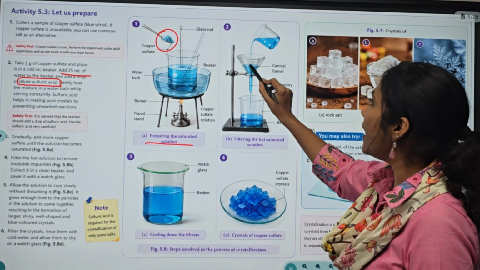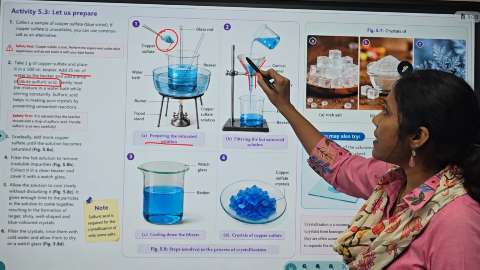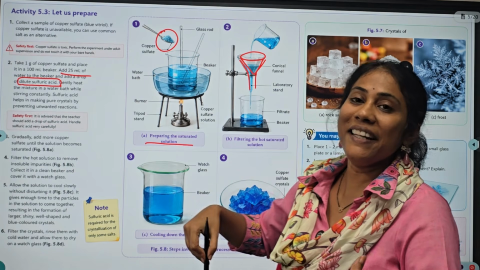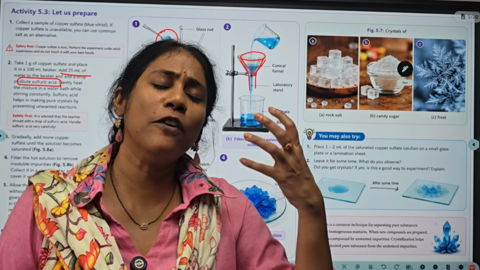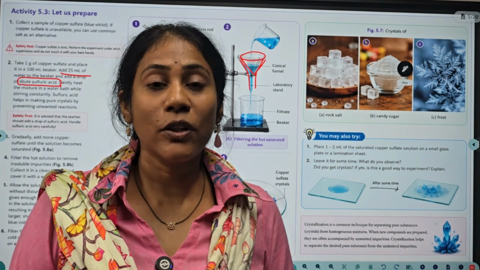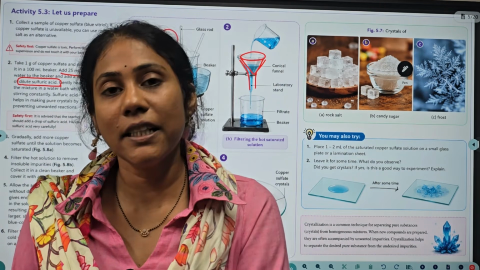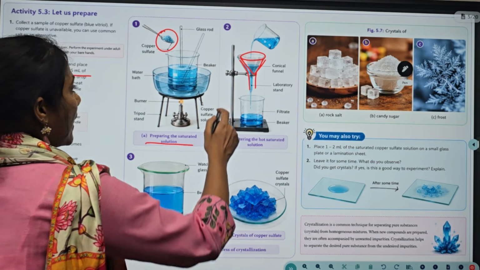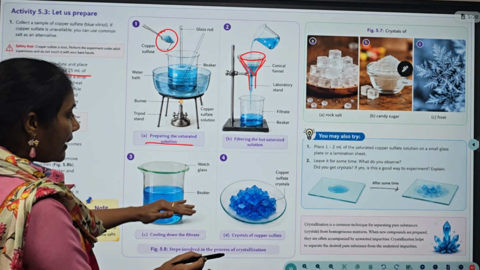After that we are doing some filtration. This is called a funnel. There is a filter paper, and we are filtering out any impurities that are there. Actually, crystallization is one of the best methods to purify and get pure solids, to remove impurities from a particular component, especially a solid component. So we are filtering. Now this is a beaker of copper sulfate, and we are allowing it to cool.